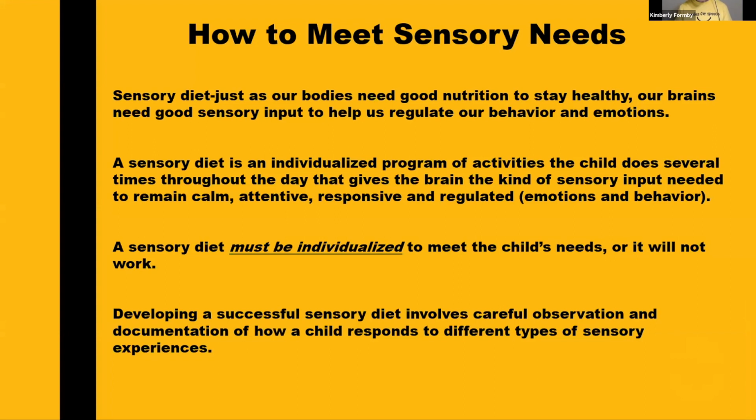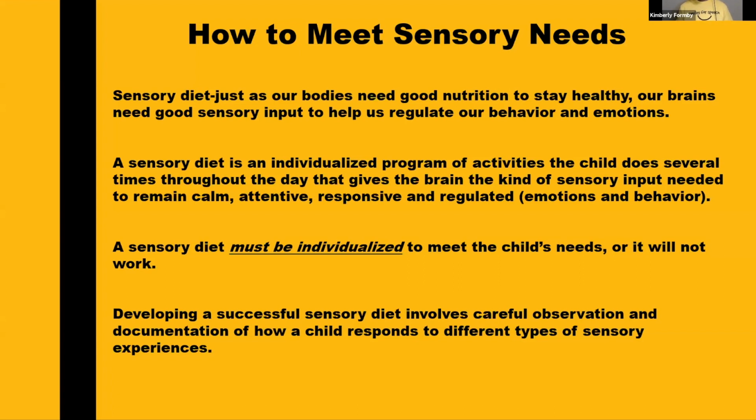Okay, so how do we meet those sensory needs, those underlying sensory needs that are below the iceberg? Well, one way that we can meet those needs is through a sensory diet. And what that means is it's just an analogy that helps us think about how our brains need sensory input to help us function. So just as our bodies need good nutrition to stay healthy, our brains need good sensory input to help us regulate our behavior and our emotions.